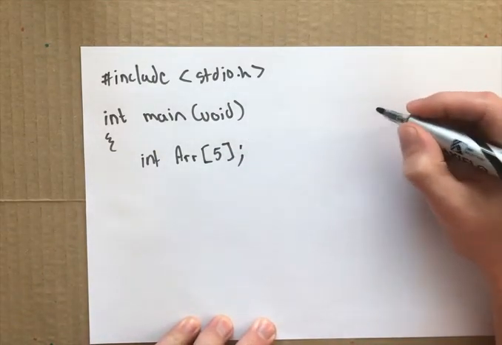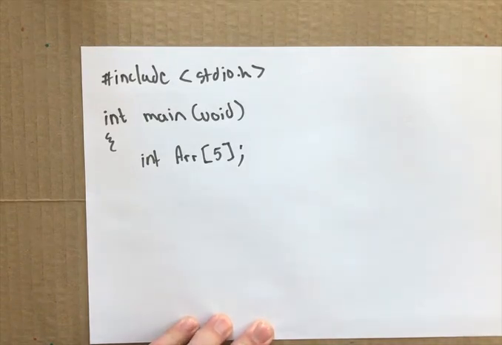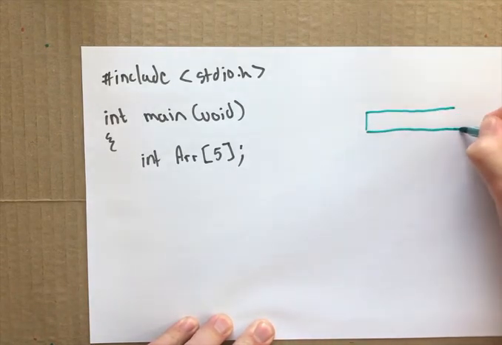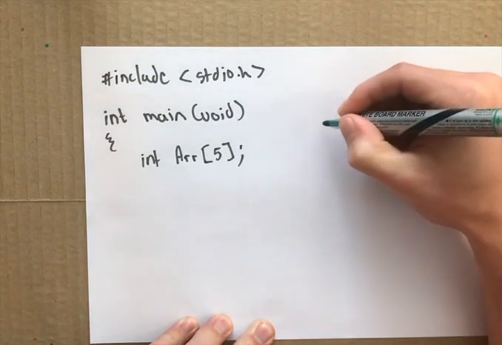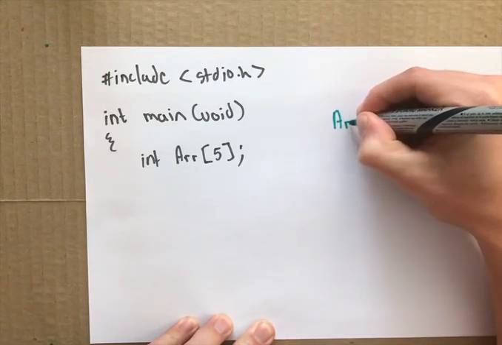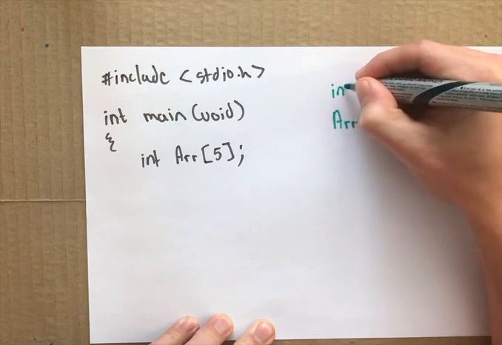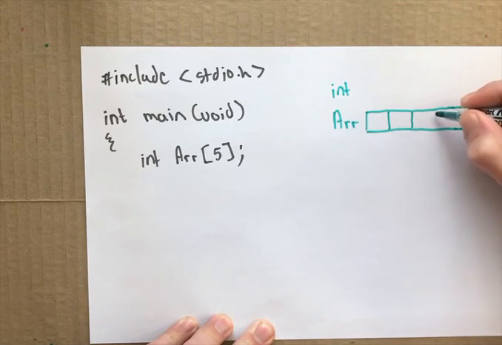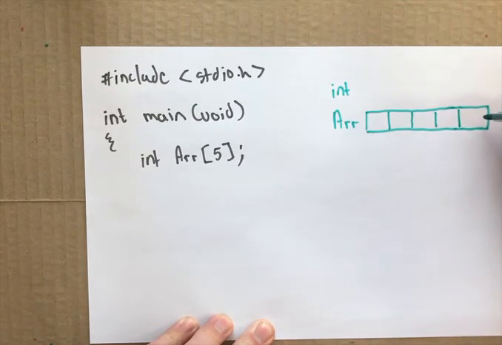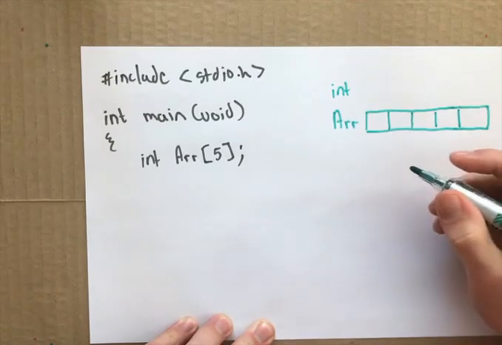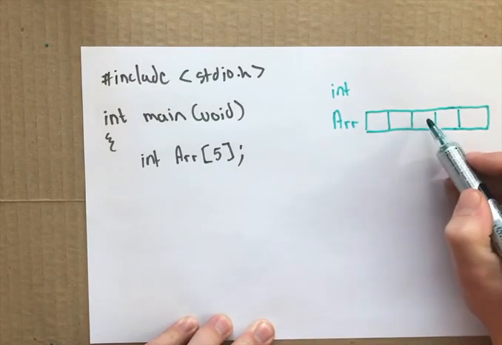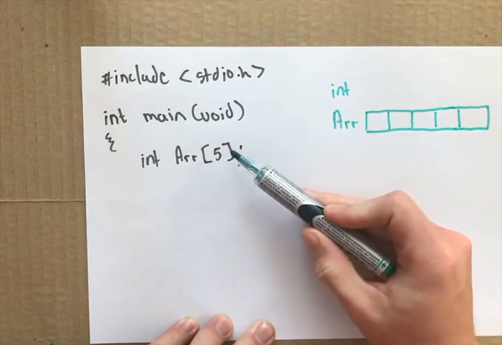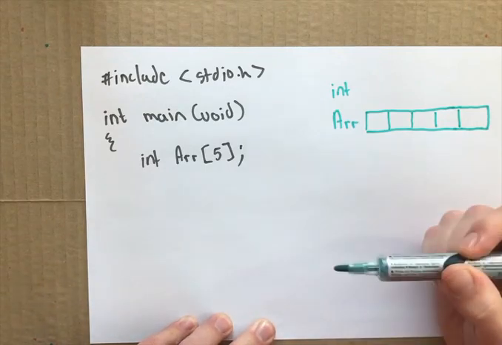Now, I'm going to quickly draw out our block here. So we have an array called ARR of type int and a size 5. So it's 1, 2, 3, 4, and 5. So now we want to go and set each specific element in the array to a certain value after we have declared now the array. Now how would we do that?